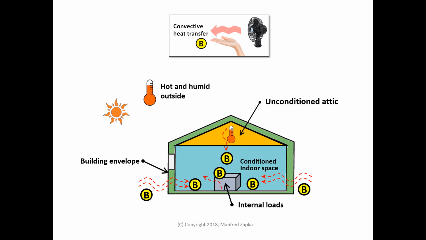Now we have convective heat transfer, which is identified here as B in the figure, and this occurs as warmer exterior air enters the building through intentional and unintentional openings in the envelope, and from the unconditioned attic into the conditioned indoor space. Convective heat transfer also occurs when heat is generated by internal loads.